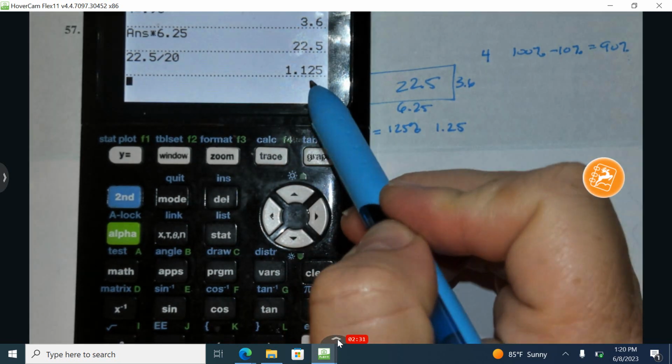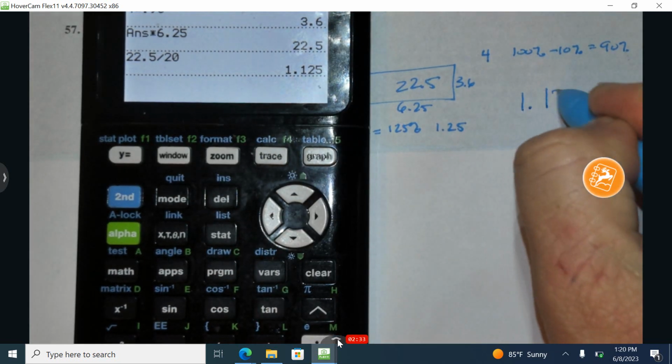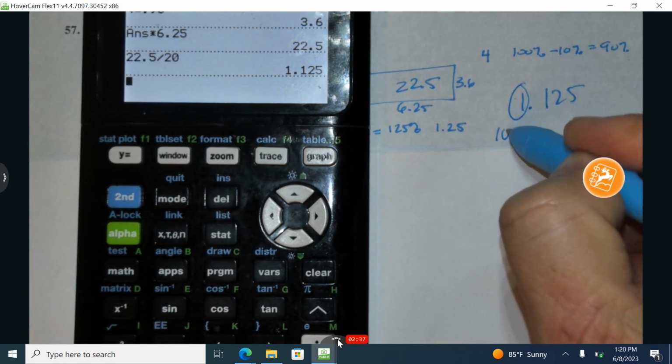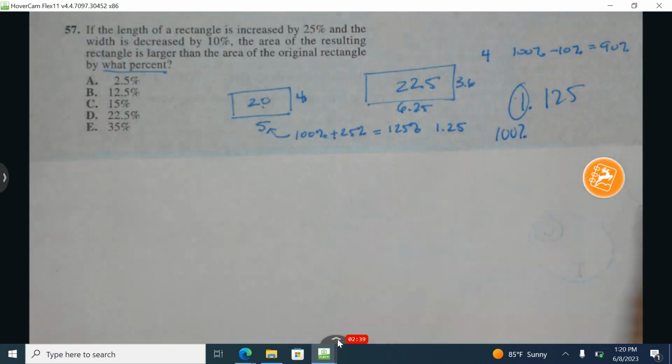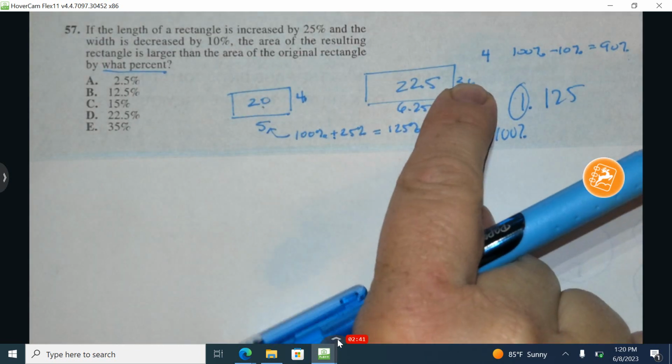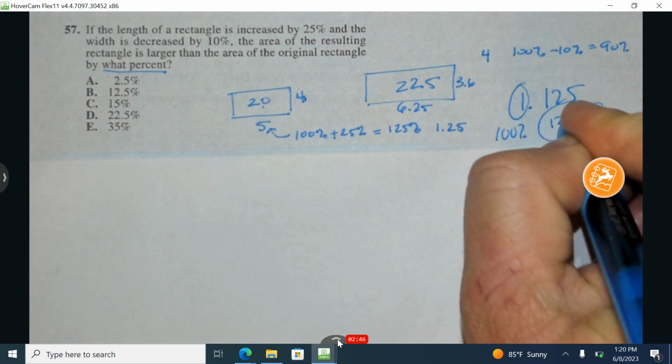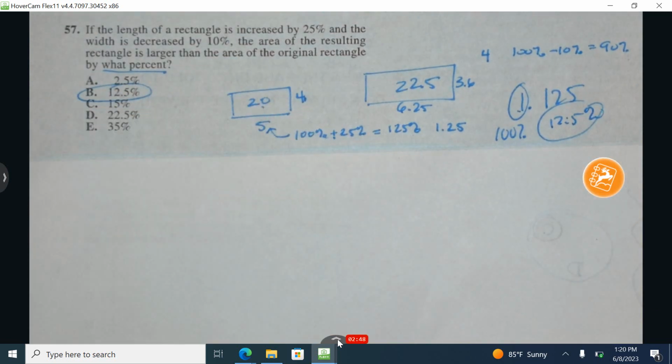Now, when I look at this, I need to make sense of what this is. This represents 100, so it's greater than the original, and we can see that. Yeah, it's greater than the original. How much greater? It is 12.5% greater than the original. Correct answer is B.